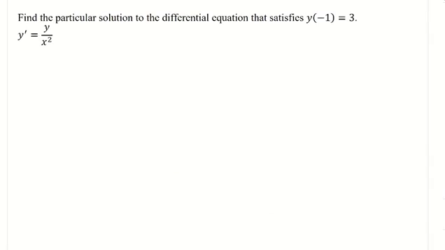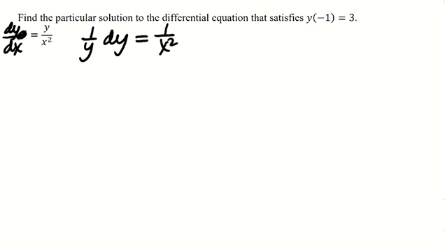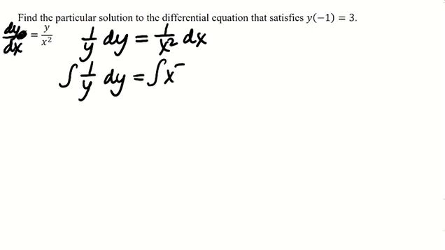All right, so here we've got another one. Except this one, we're going to need to divide by y. So it's going to be 1 over y. I'm going to replace that with dy dx. So 1 over y dy equals 1 over x squared dx. Well, 1 over x squared isn't the easiest thing to take the antiderivative of, so I'm going to rewrite that as x to the negative 2.